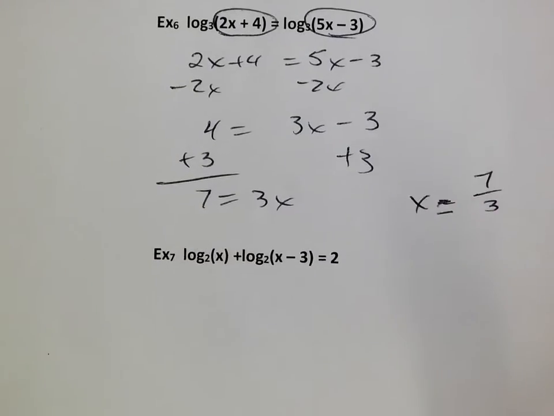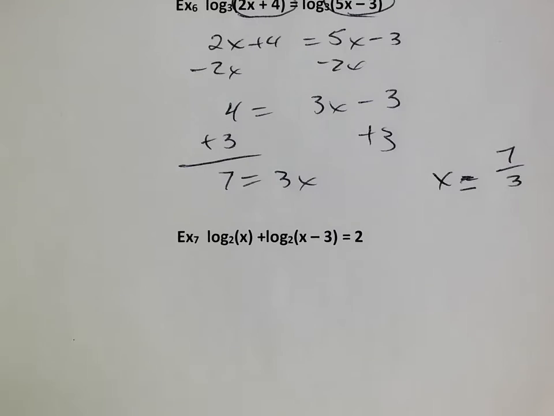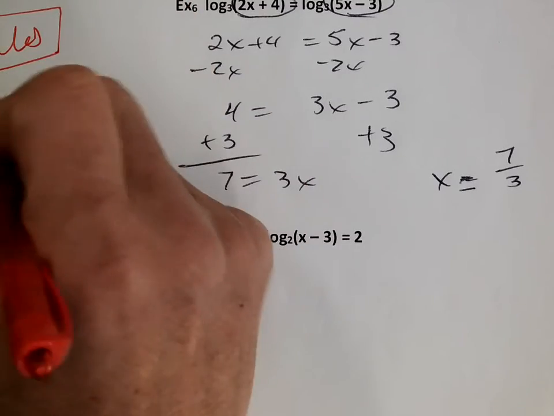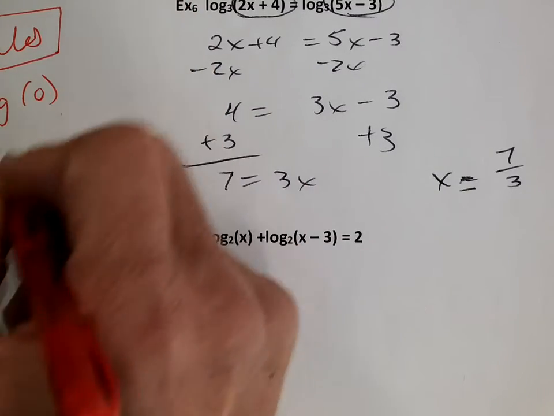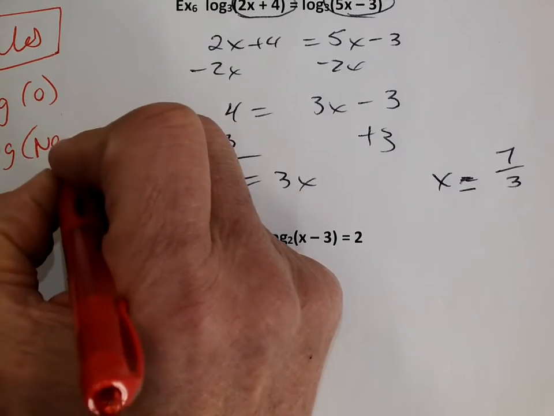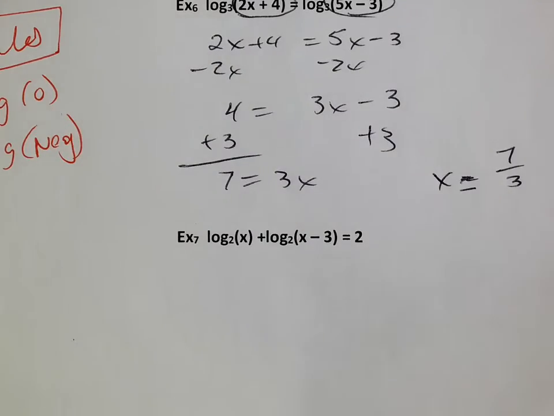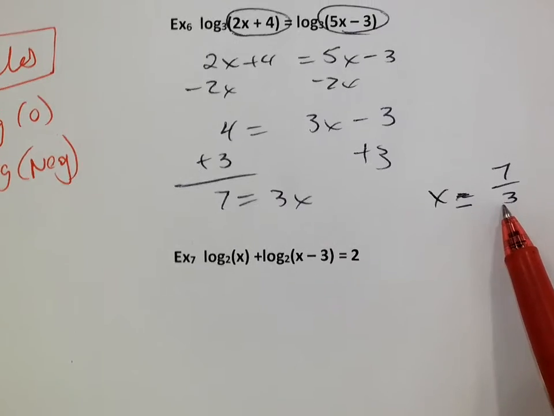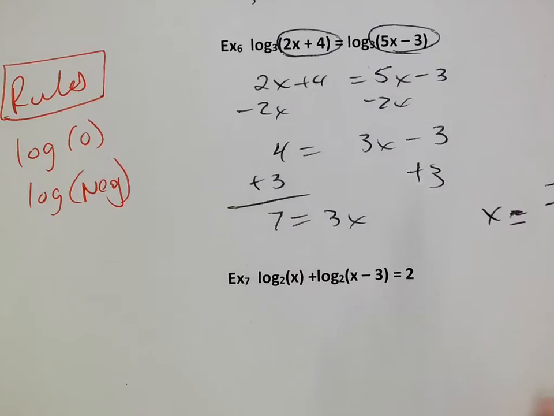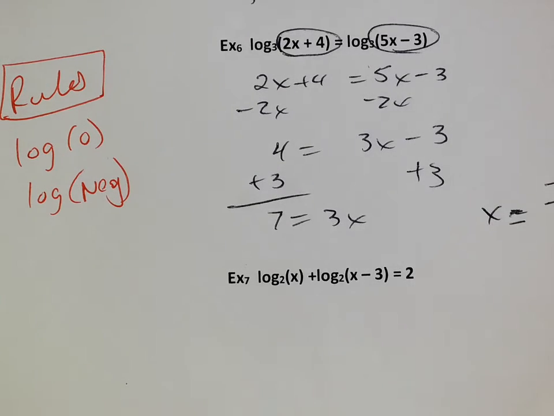Now, before I do the last problem, there's a couple of things we have to remember. I'm going to put those little things on the side. So a couple of rules. All right, you cannot have a log of 0, and you cannot take the log of a negative number. We need to know that. So if our answer with a log ever makes that happen, we can't use that answer. Okay, so example 7. Knowing that, let's take a look at example 7.